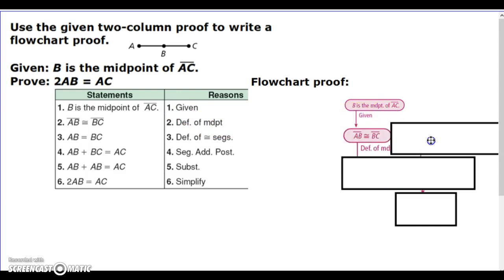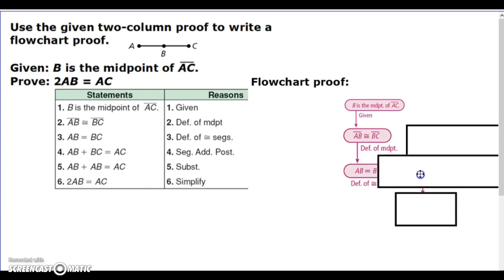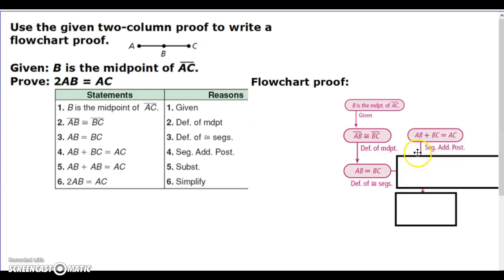So we'll say AB is congruent to BC by definition of midpoint. We next see AB equals BC. Well, that's just our definition of congruent segments. Okay? And then we see this, AB plus BC equals the entire AC. Well, that's not coming from our previous statement, so we're going to begin a new box over here. That's just the segment addition postulate, right?